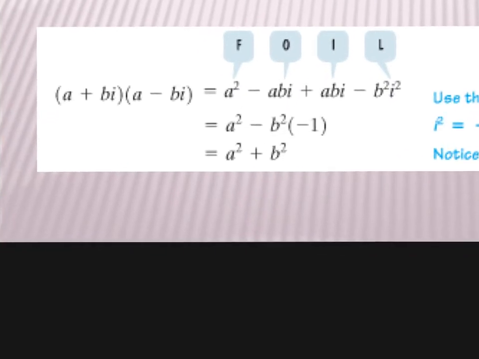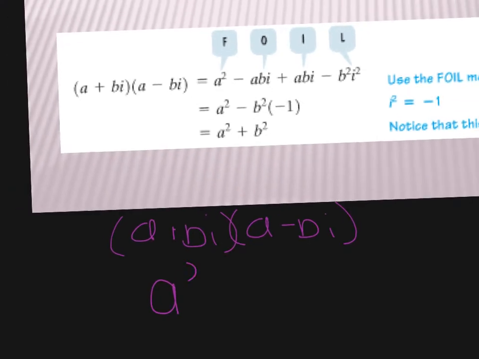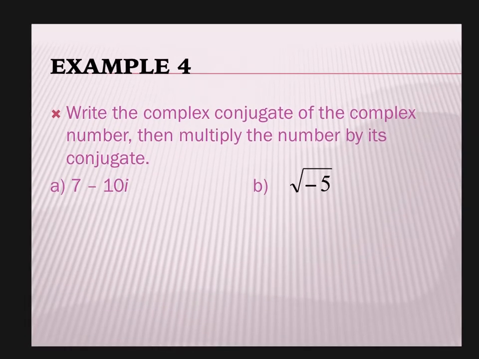If I end up with a plus bi and a minus bi, and I want to multiply those together, then the shortcut is a squared plus b squared. So we eliminate the i because the i would make that minus a plus, and we get rid of the middle term. So if I'm multiplying something by its conjugate, and it involves the i's, obviously, then the shortcut would be a squared plus b squared, which is going to help you when you get to rationalizing. All right, so this says write the complex conjugate of the complex number, and then multiply the number by its conjugate.